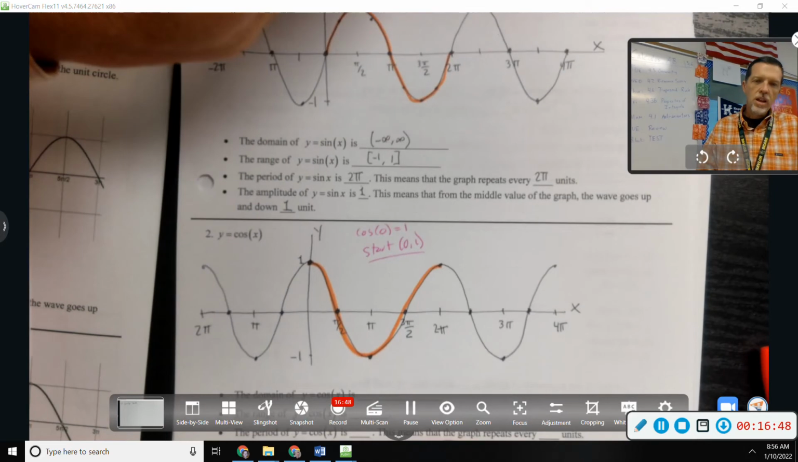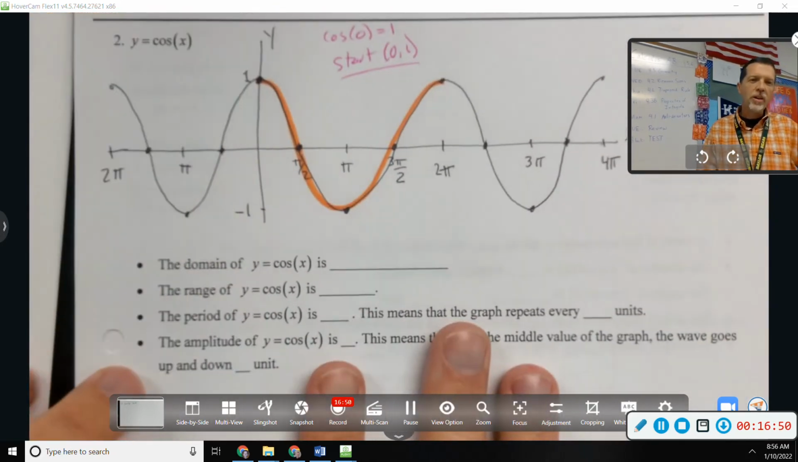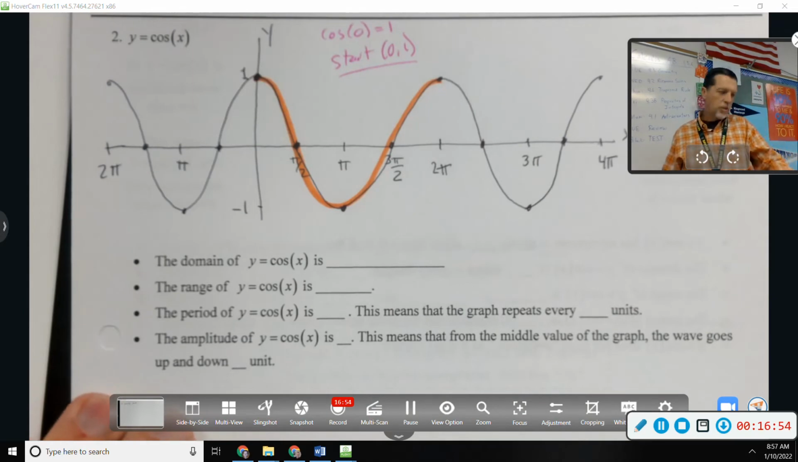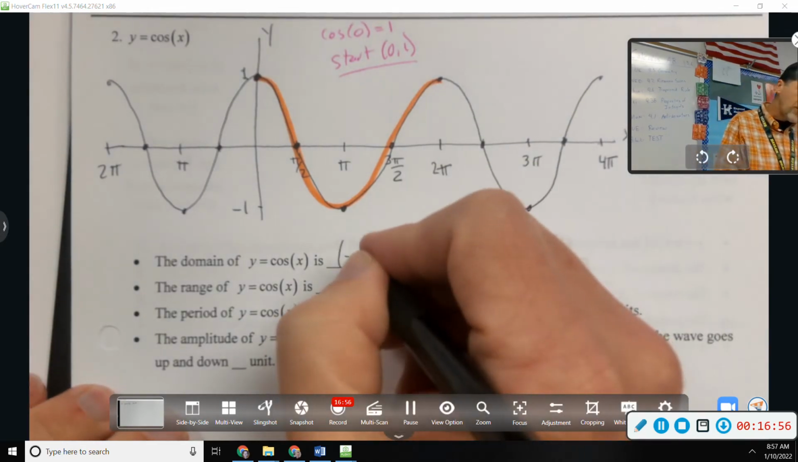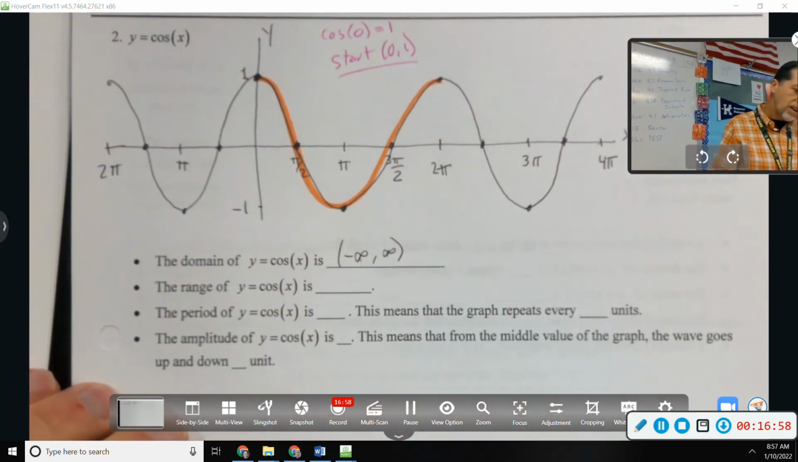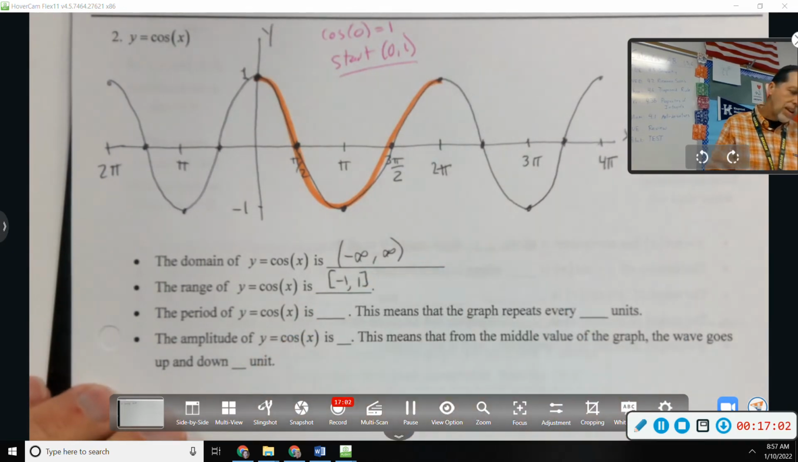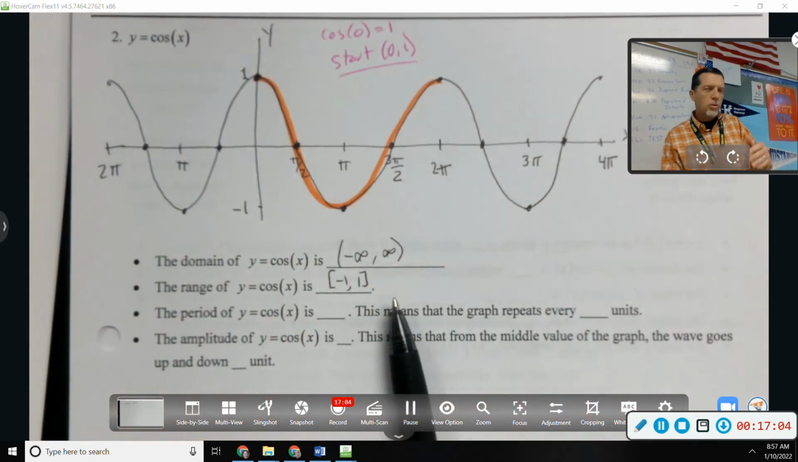All right, let's answer some questions about cosine of x. The domain is negative infinity to infinity. The range is negative 1 to 1. So domain and range have to do with the shape of the graph. Because the shape of the graph is the same for sine and cosine, they have the same domain and range. Not the same graph, but some of the properties are the same.